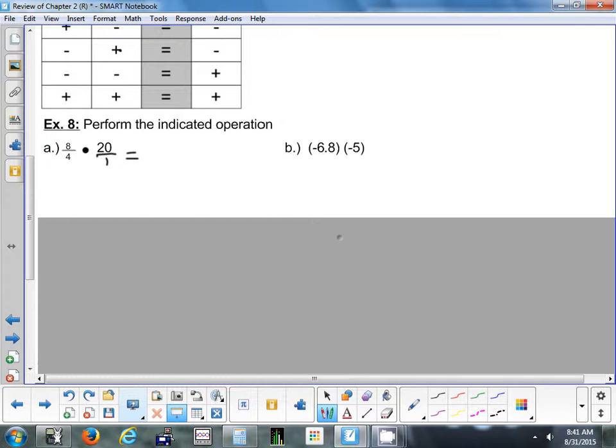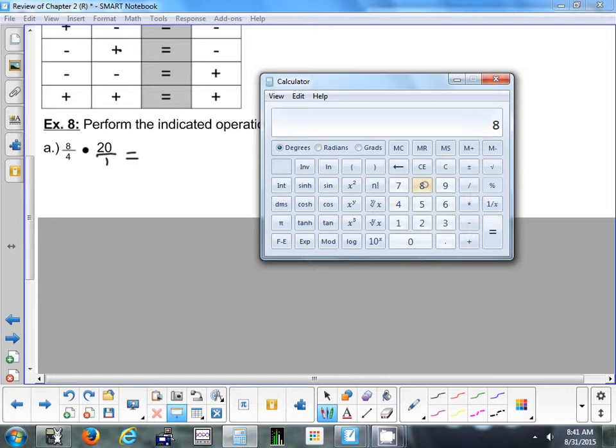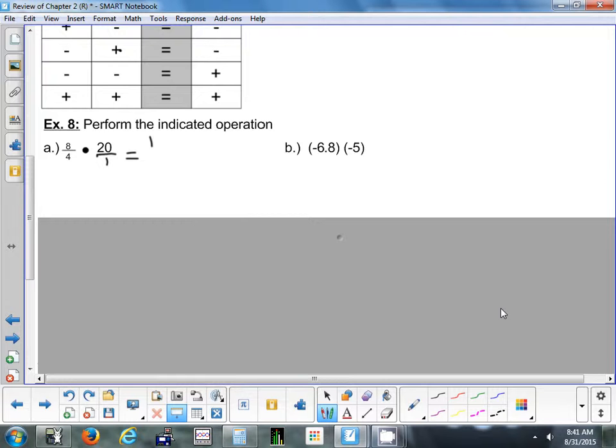Okay, so we multiply straight across the top. Just use our calculator: 8 times 20 gives me 160. Bottom, I think we can do this without a calculator. 4 times 1 is 4. Last step, 160 divided by 4. That will reduce. If you're not sure, use your calculator, or if we think we know it, we could just do it. 40. Yeah, it's 40. Good job.